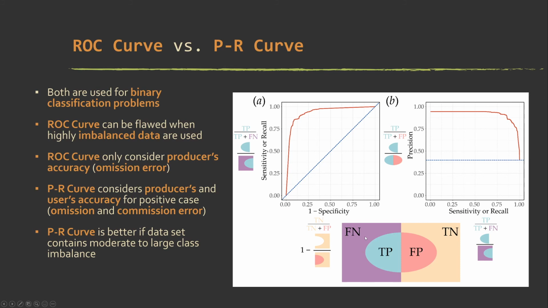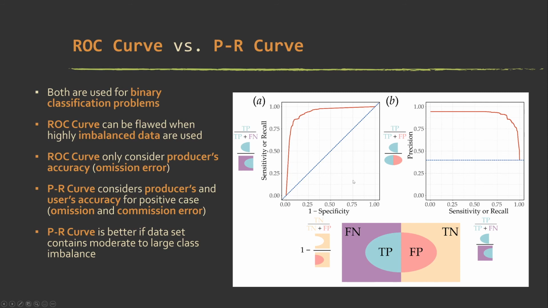I encourage you to take some time to look at this. I tried to combine all this information in one place. And here, recall is true positive over true positive plus false negative. Here, the x-axis and the y-axis are the same. They're both recall, and then here we have precision as opposed to specificity.